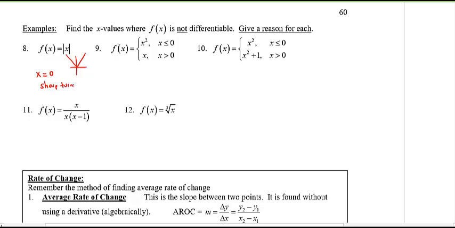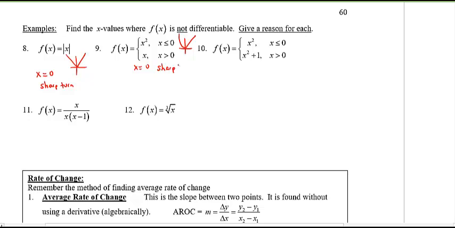Number 9, interesting. X squared. That's this parabola. That's okay. It's continuous, isn't it? Oh, but why is it not differentiable at, I think, 0? Yeah, because here we have, once again, also a sharp turn.